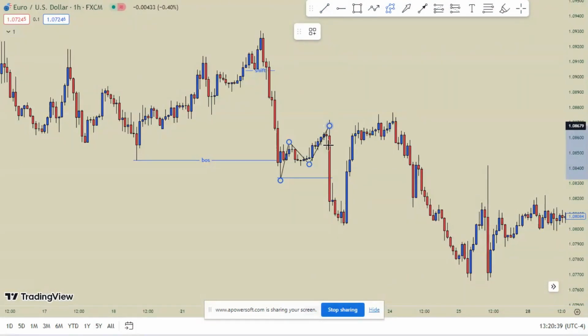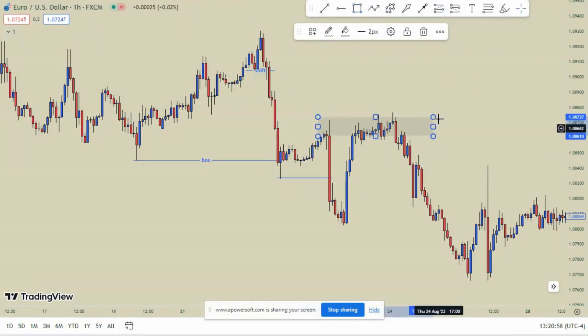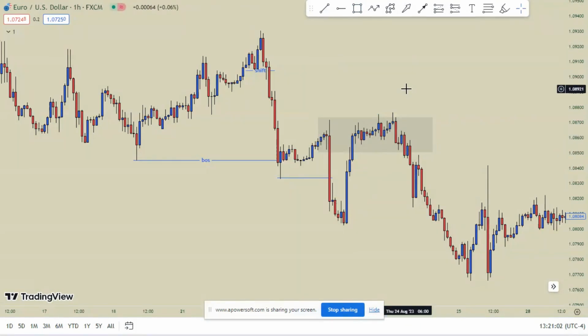Now the market came and broke. So we have this point. Given that we don't have another pullback before we break the swing structure, we can consider this point of origin. So sometimes we can highlight this whole zone. For starters, you can highlight this zone and then you go on lower time frames.